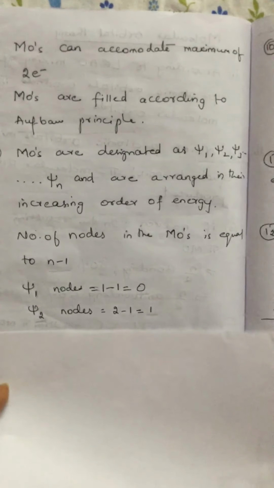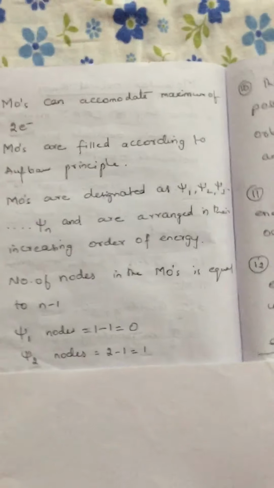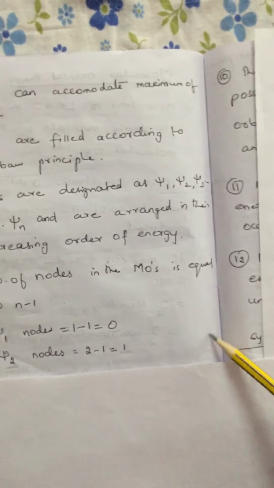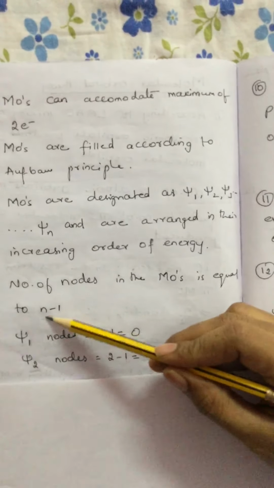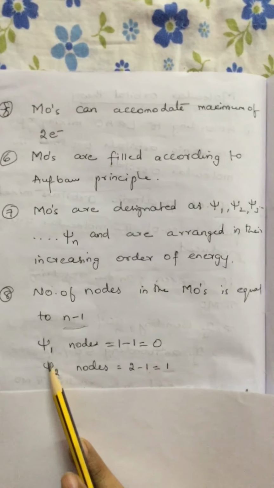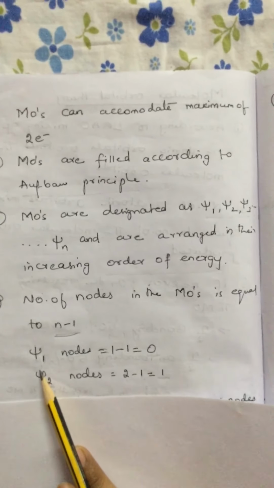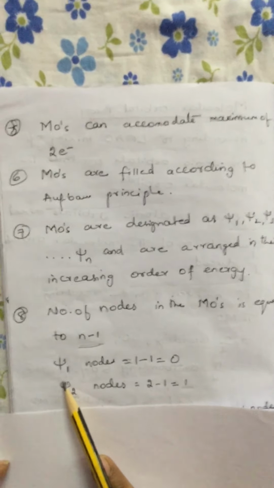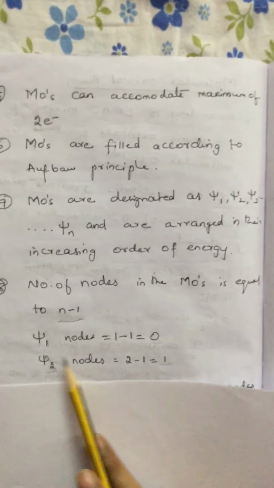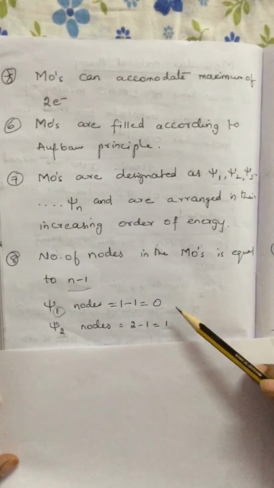Next is the number of nodes. This is very important in drawing the pi molecular orbitals. The formula to calculate the number of nodes is n minus 1. For example, the pi molecular orbitals are designated as psi 1, psi 2, so we are directly referring to the name. For psi 1, what is n here? n is equal to 1, so 1 minus 1 is equal to 0.